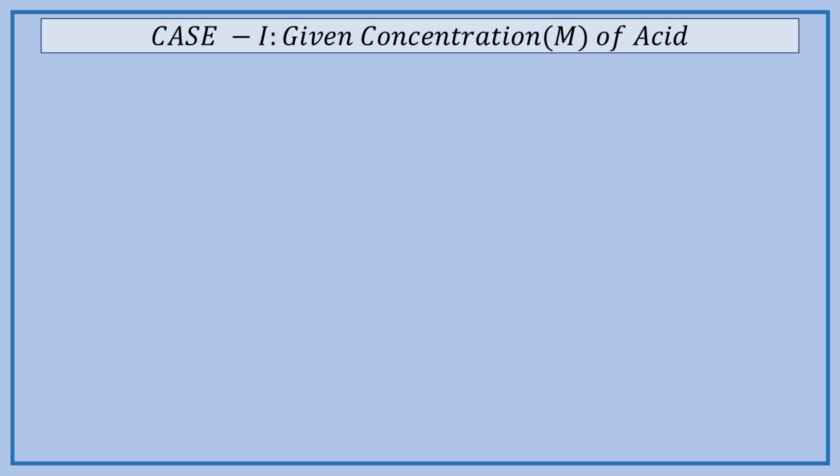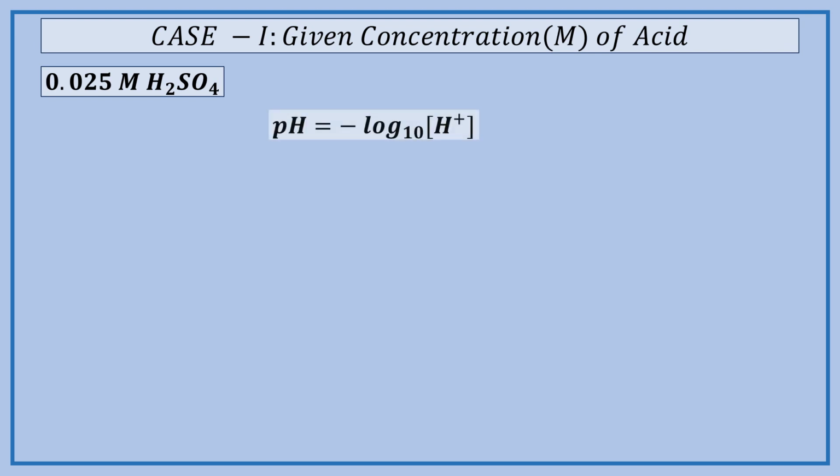Let us see our first case of pH calculation when we have been given the concentration of an acid in terms of molarity. Let us assume that we have a 0.025 molar H2SO4 solution with us. To calculate the pH, we need to find out the H plus concentration as per the mathematical formula of pH.